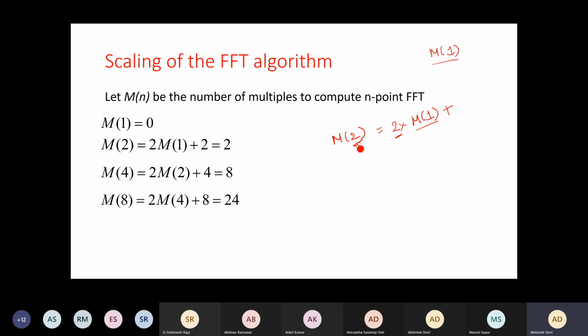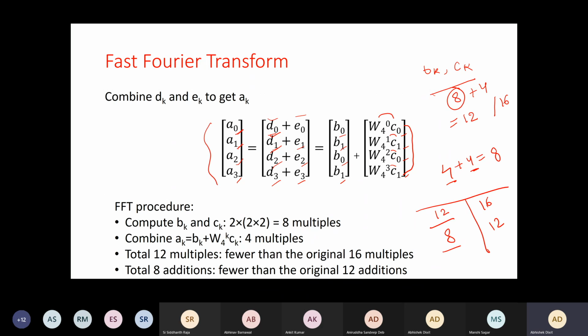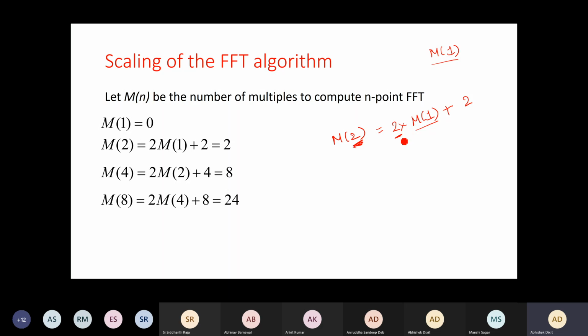Now, of course, if it is a 2-point, there have to be 2 multiplications. For example, here, because this was 4-point, there were 4 multiplications. Similarly, if there was 2-point, there would be 2 multiplications. So I can compute M2 like this. If there is only a single point FFT, there is no multiplication, and this is simply 0. M2 is 2 times M1 plus 2, so this is 2. M4 is 2 times M2 plus 4, and you will see that this is 8. Similarly, M8 is 24. If you go on like this, you will see that Mn is n log 2 n. So the total number of multiplication steps in n-point FFT is n log 2 n, whereas earlier, how many steps were there? N square.